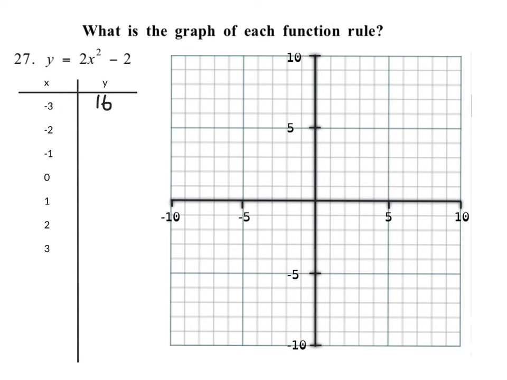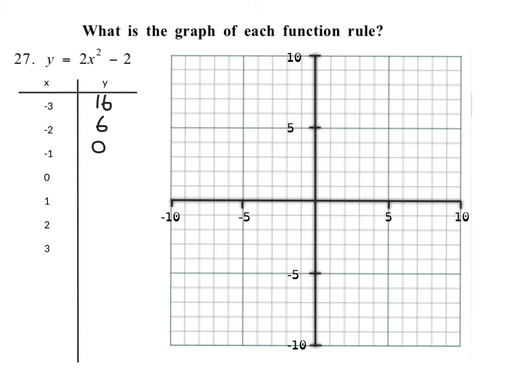Let's try -2. Okay? -2 squared. -2 times -2, 4. 4 times 2, 8. 8 minus 2, 6. We're going to do it for -1. -1 squared, -1 times -1, 1. Times 2, 2. 2 minus 2, 0.